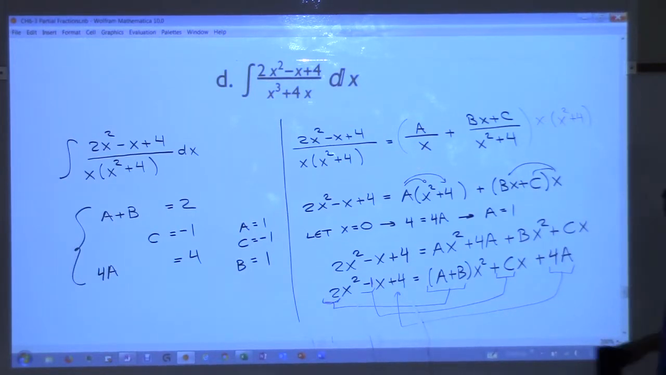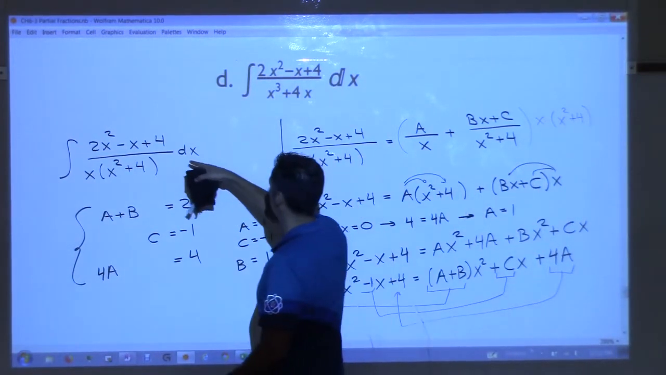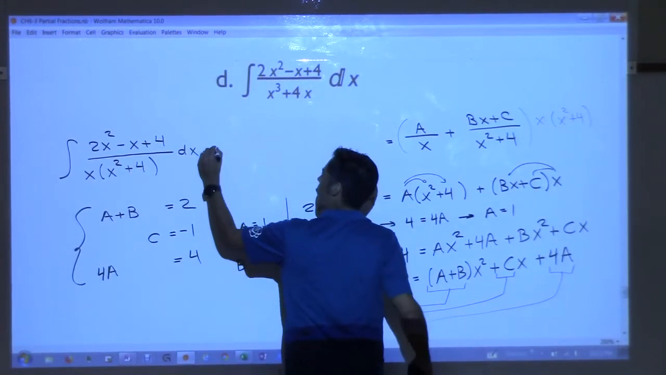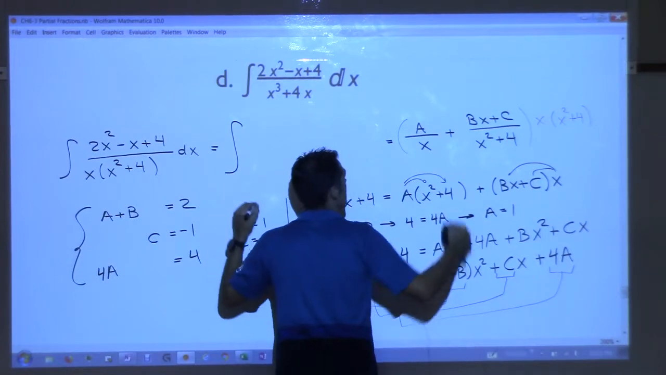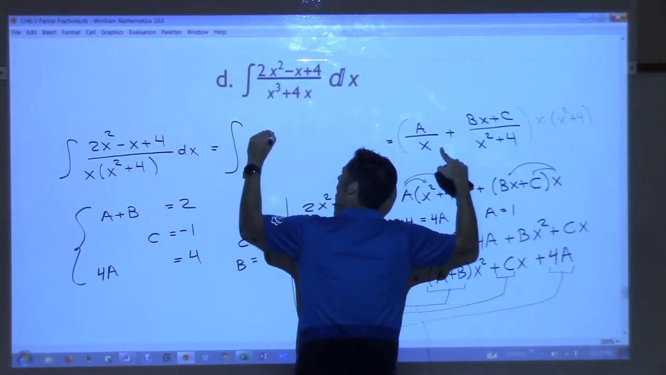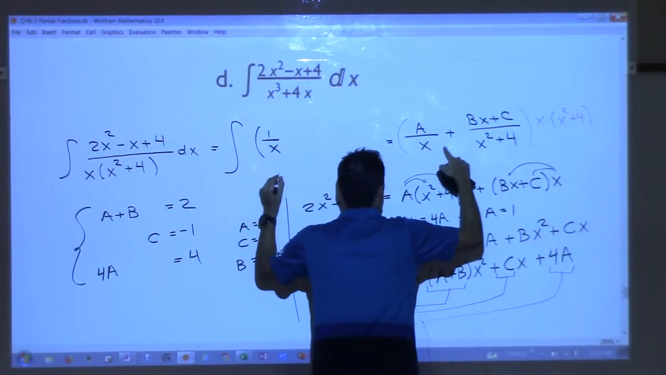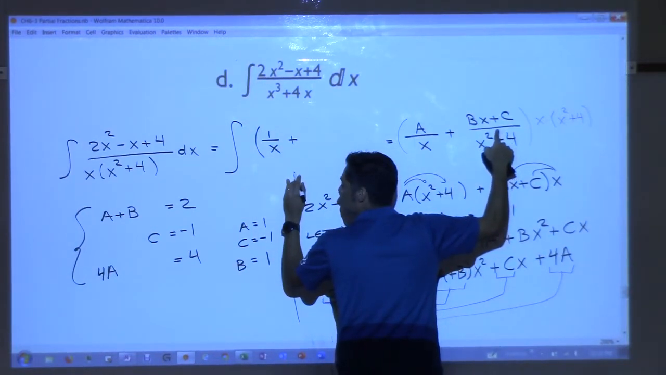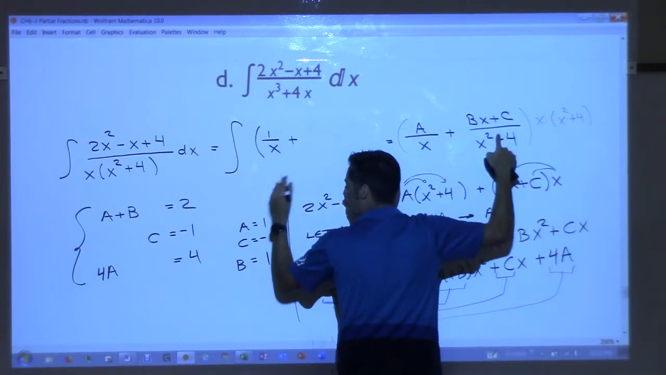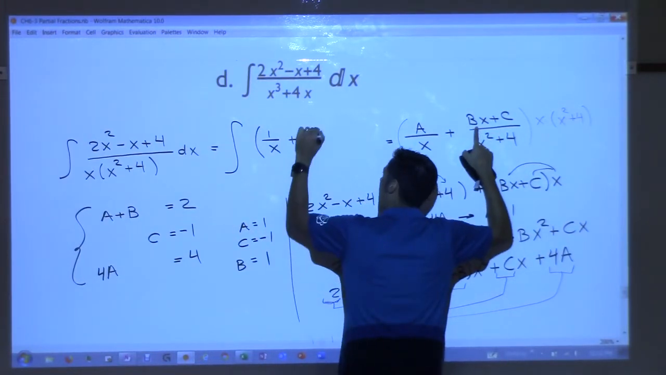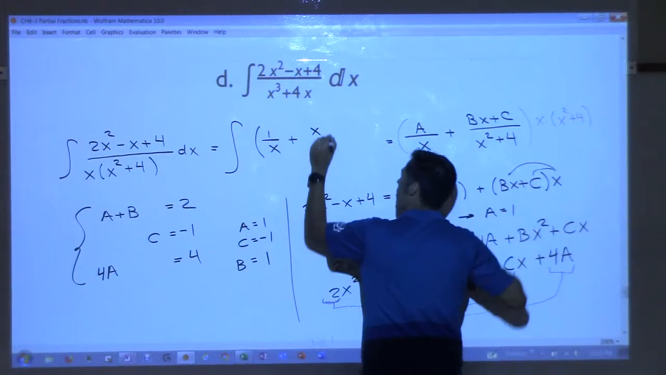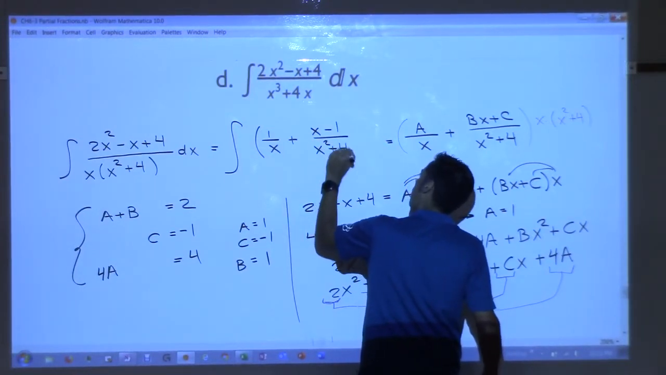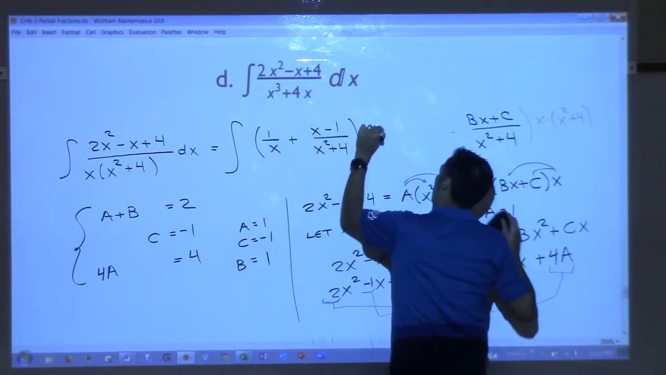Now we rewrite the integral. So this integral right here now becomes the integral of a over x, so 1 over x, plus bx plus c. B is 1, so just x, and then plus c, so minus 1, over x squared plus 4 dx.